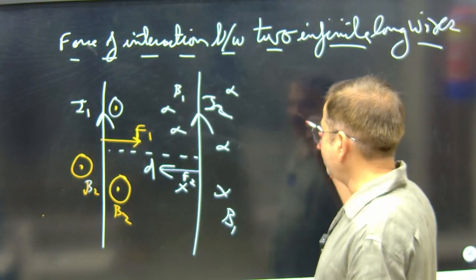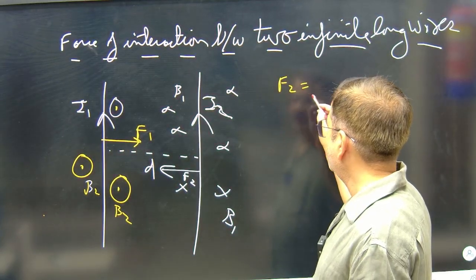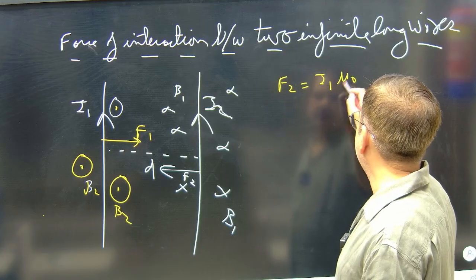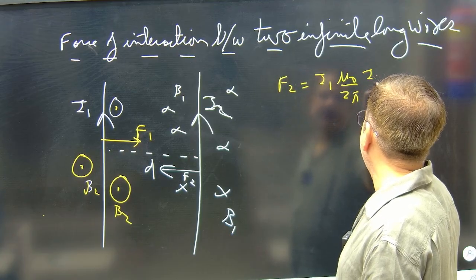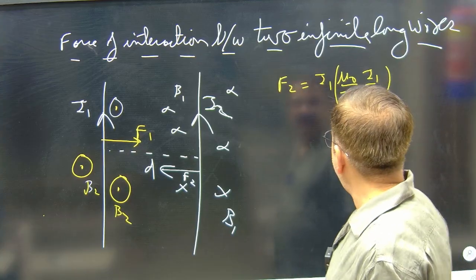And if I have to write them the value, so suppose I have to write the F2 force. The F2 force is current I1, B1 will be μ0 over 2π I1 by d, if d is the distance between them, and any length of the wire.